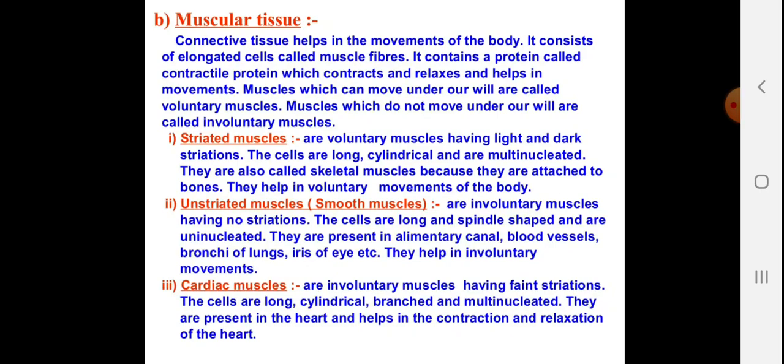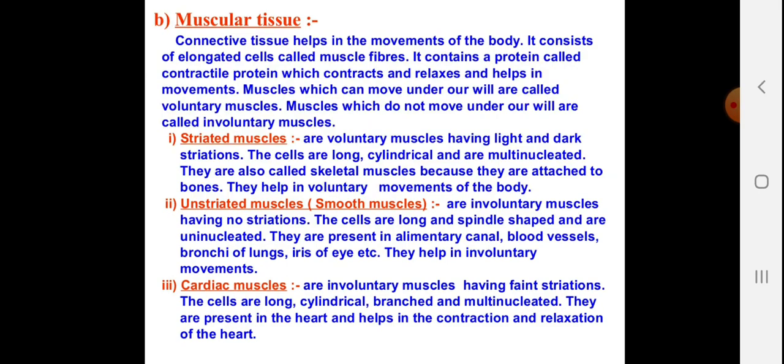But the muscles which are not under your control and move on their own are called involuntary muscles. So muscles which do not move under our will and our wish are called the involuntary muscles. They are further divided into 3 categories.